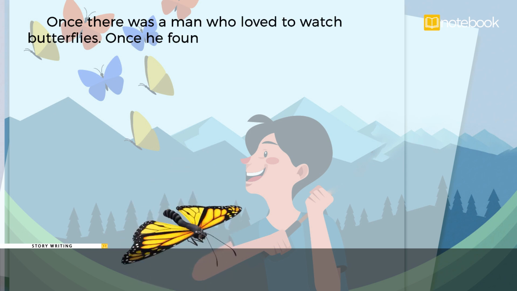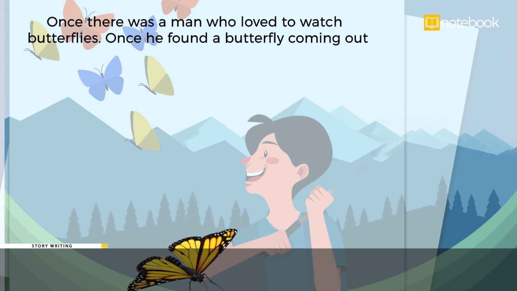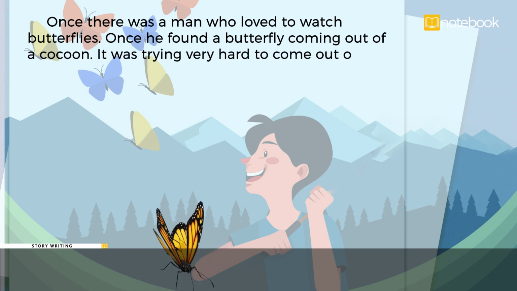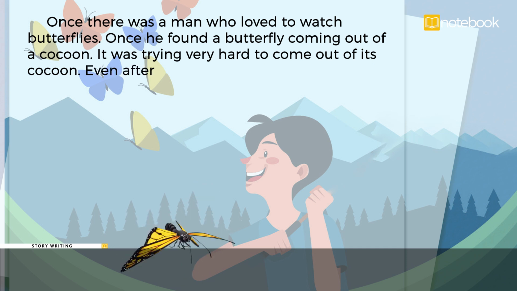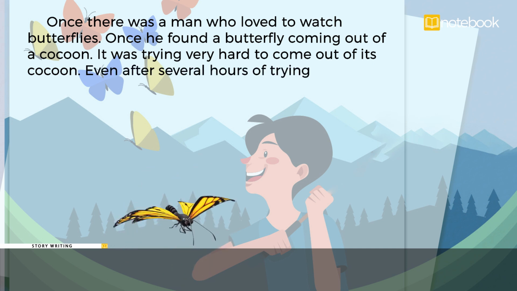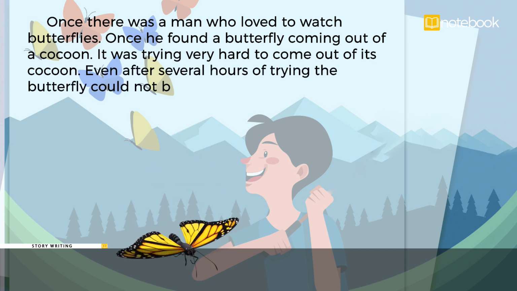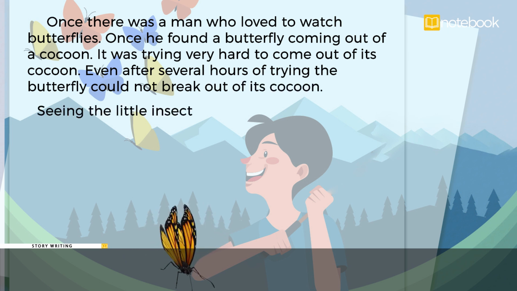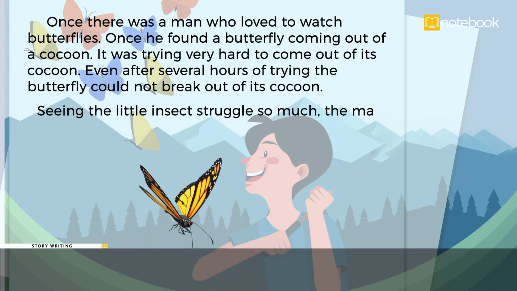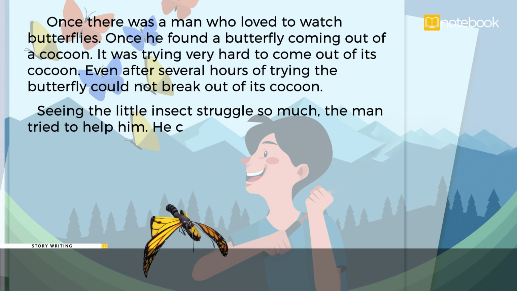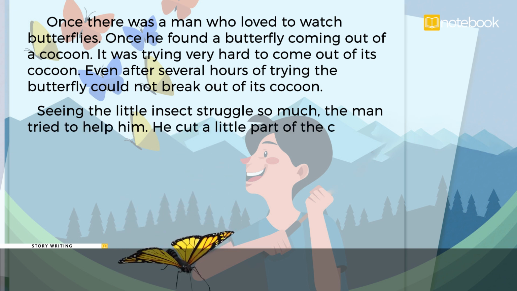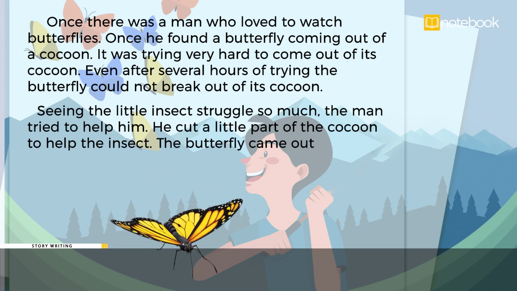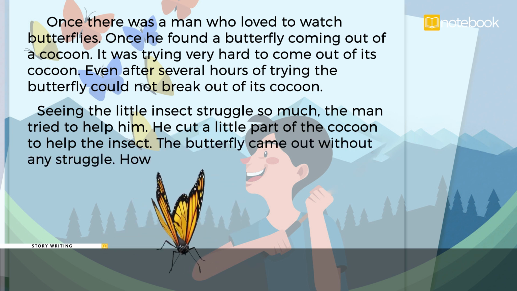Once there was a man who loved to watch butterflies. Once he found a butterfly coming out of a cocoon. It was trying very hard to come out of its cocoon. Even after several hours of trying, the butterfly could not break out of its cocoon. Seeing the little insect struggle so much, the man tried to help him. He cut a little part of the cocoon to help the insect. The butterfly came out without any struggle.